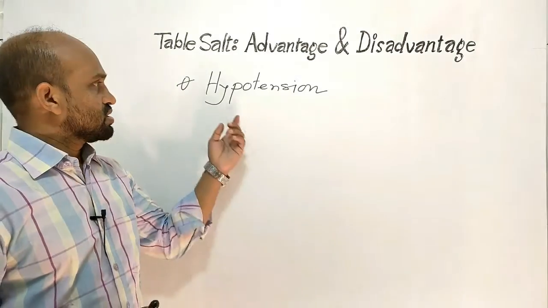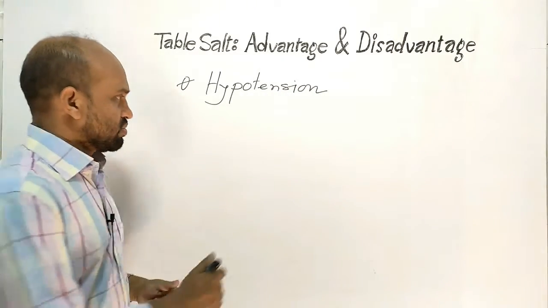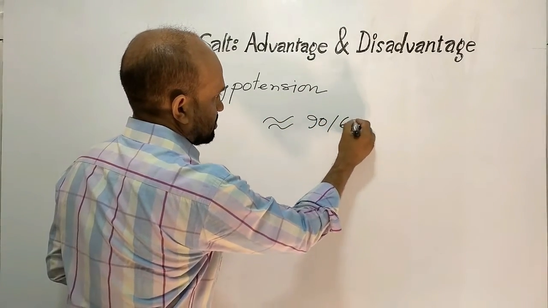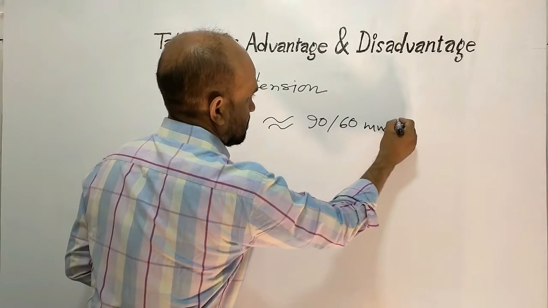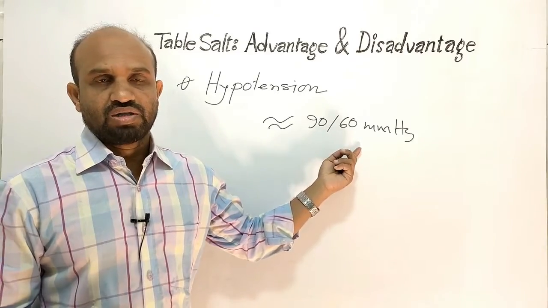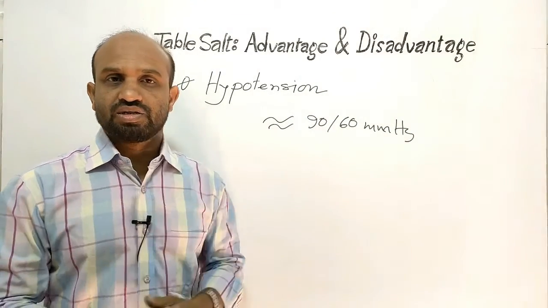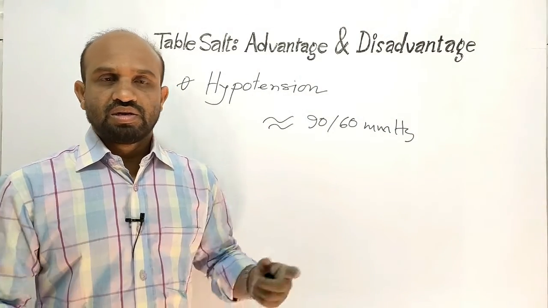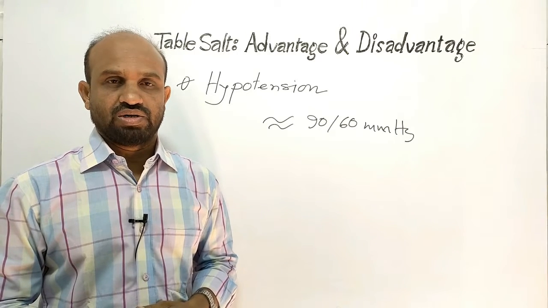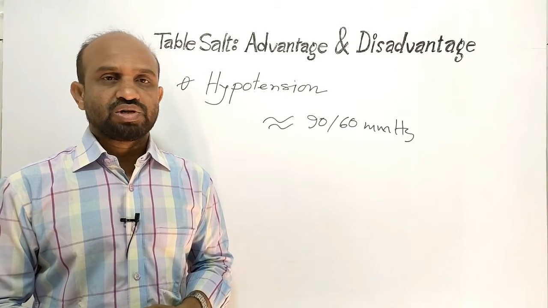Now the point is hypotension. It's a medical condition when blood pressure is around 90 by 60 millimeter mercury. That means when blood pressure is lower than the normal blood pressure, then this medical condition is called hypotension, and it is observed when sodium level is decreased in our body. So proper amount of sodium chloride in our body is important to maintain.